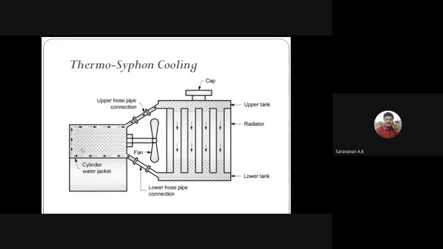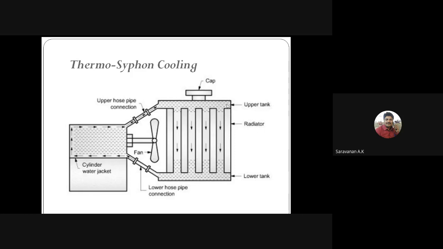Once the engine block gets heat, the heat will be absorbed by the water. When the heat is absorbed by the water, its density varies, because it is an incompressible fluid whose density depends on the temperature. If the temperature increases, the density decreases, and so the water passes to the upper tank.